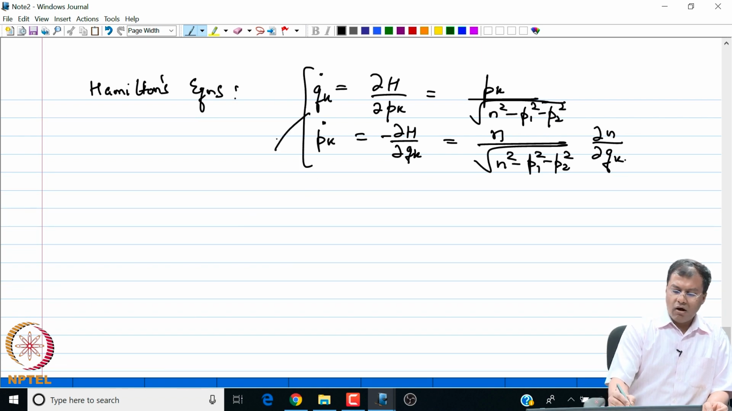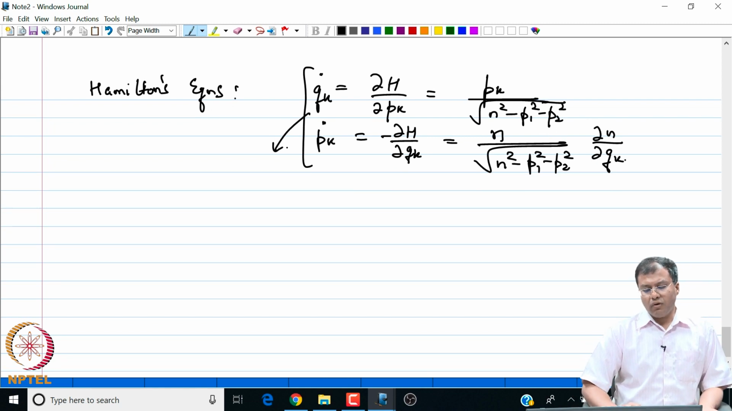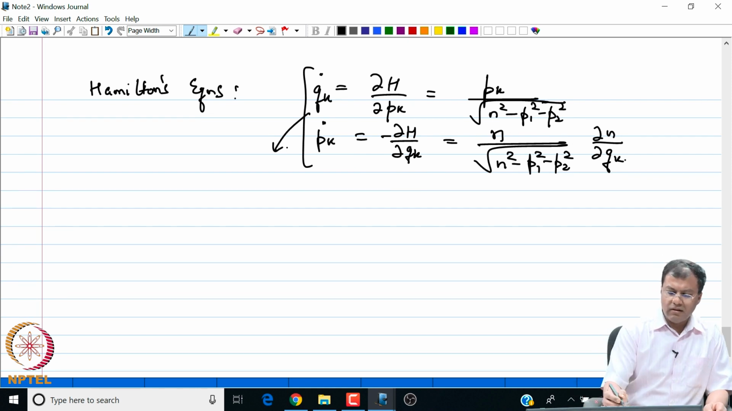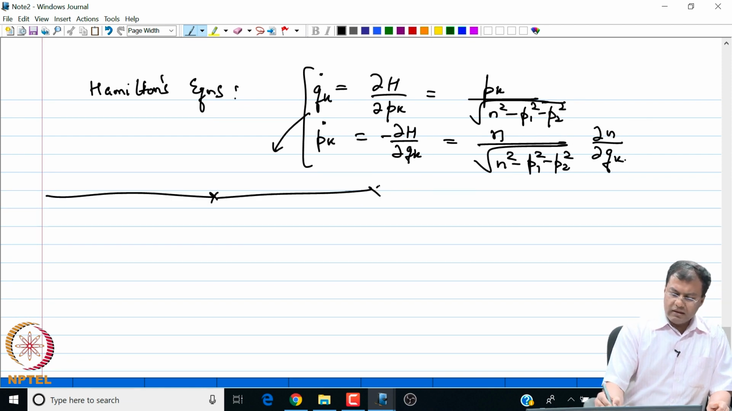From here all we need to do is to solve this system of equations, and that can only be done once we have an exact relation for n. We don't know what this function n is. So I leave this question at this point, assuming that the Hamilton's equation is solvable. So these are my Hamilton's equations.